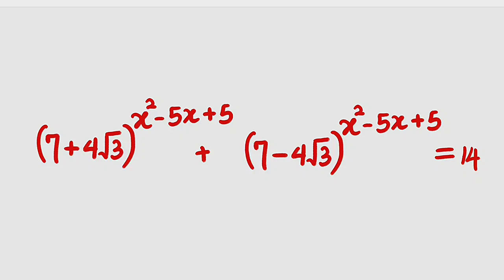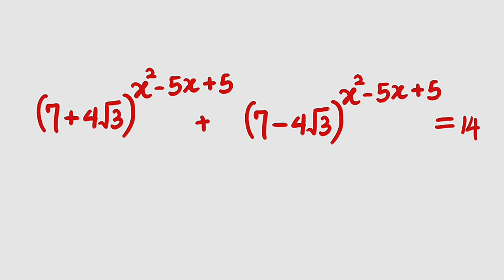Hello, good day viewers. Here is another logical exponential equation, which is (7 + 4√3)^(x² − 5x + 5) + (7 − 4√3)^(x² − 5x + 5), the whole of this equal to 14. And we are only looking for the real values of x that can satisfy the equation. All right, let's get started.